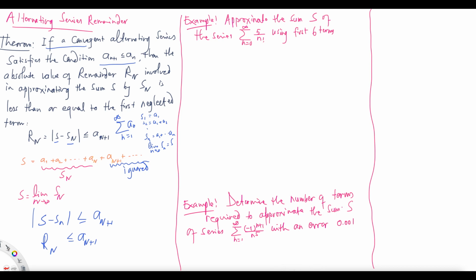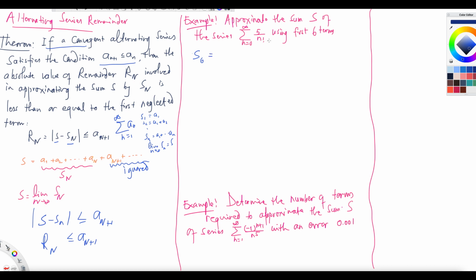Okay, so let us apply this theorem to do some examples. Example 1 says: approximate the sum s of the series, n equals 0 to infinity of 5 over n factorial, using the first 6 terms. So how do the first 6 terms look here? Let's write down the solution. What is S6?